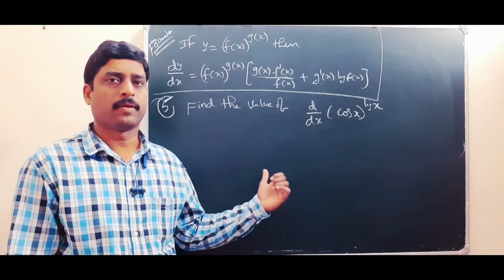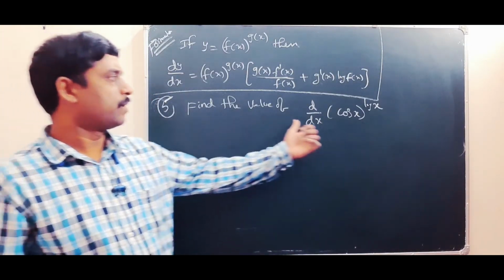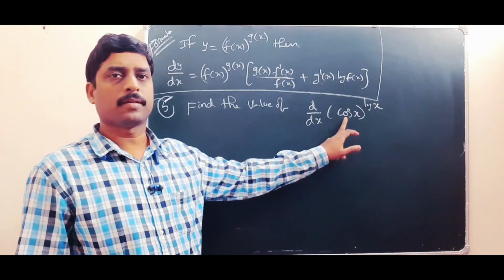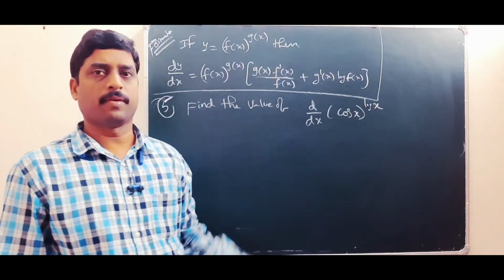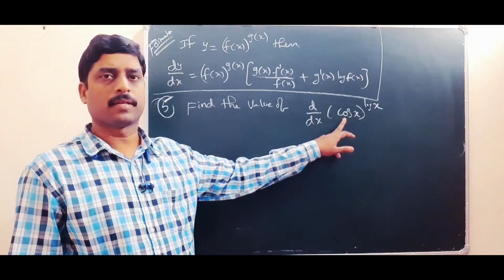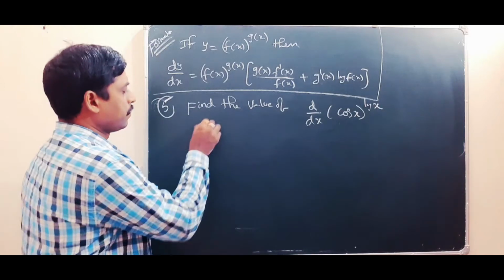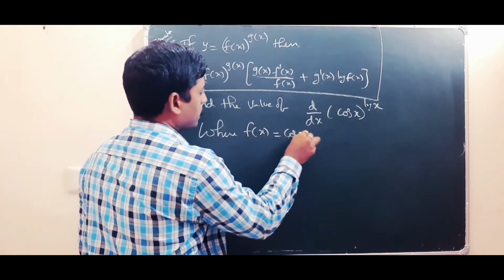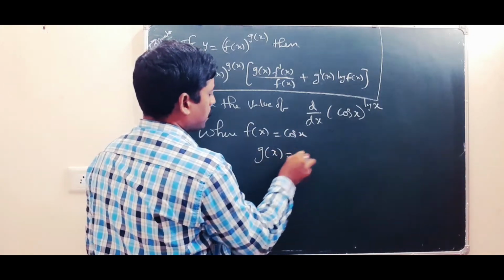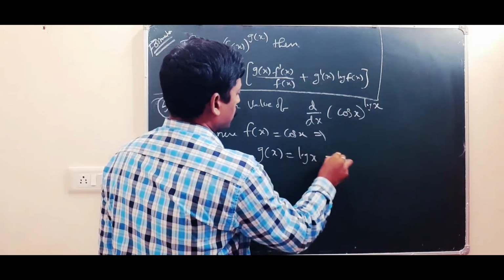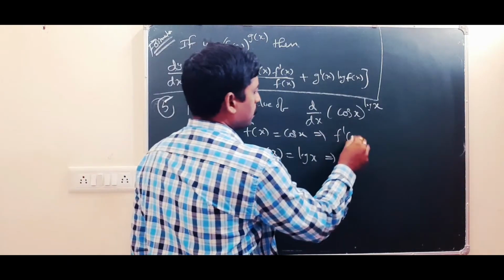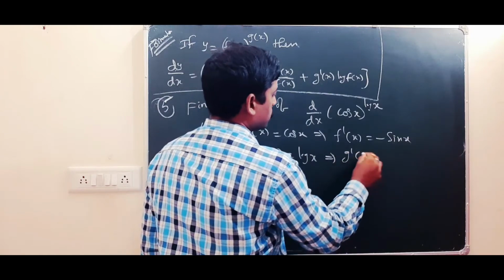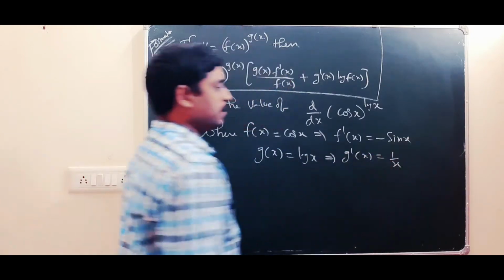Okay, look at the next question. Find the value of d by dx of cos x power log x. On comparing cos x power log x with f of x power g of x, where f of x is cos x and g of x is log x. Now the derivative of f of x is minus sin x. The derivative of log x is 1 by x, that is g dash x.